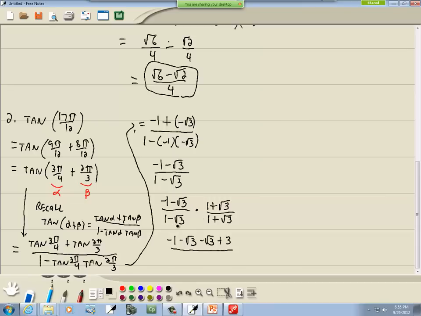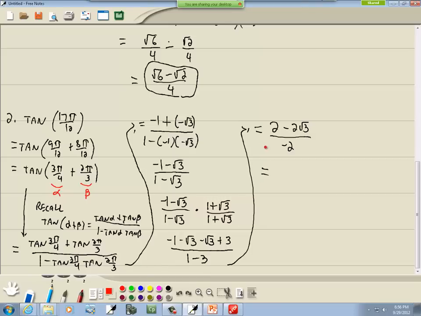Down below, since they're conjugates, all I have to do is multiply first parts together and last parts. So I'll take 1 times 1, gives me 1. Negative times positive is negative, and square root of 3 times square root of 3 is 3. So up on top, we got 3 minus 1, which gives us 2, minus 1 square root of 3 minus 1 square root of 3, which is negative 2 square root of 3. Since the radicals are the same, you can combine the numbers in front. 1 minus 3 is negative 2.